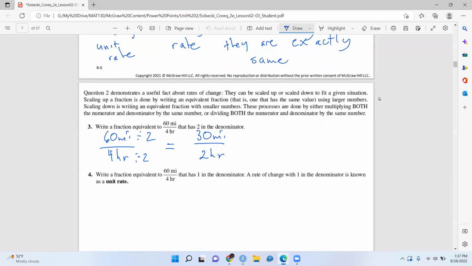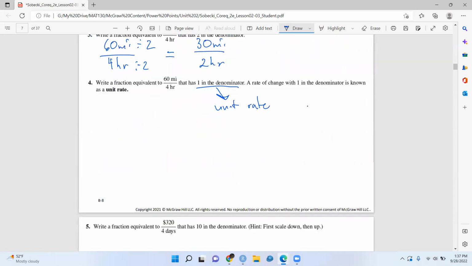Well, and then the author's like, well, wait a minute. What if we want a 1 in the denominator, meaning convert this to a unit rate? Well, then all we have to do is take 60 and divide it by the 4. And how do you feel? Does that feel like 15 miles per 1 hour? It was easier for me to take this fraction, 30 divided by 2, and do that simplification than 60 divided by 4, but whatever, it's all the same. So there's our unit rate.